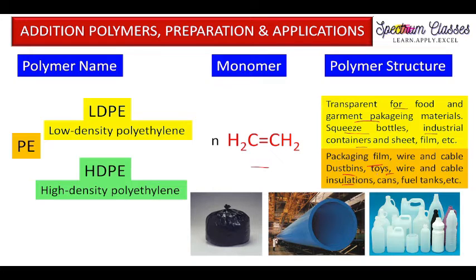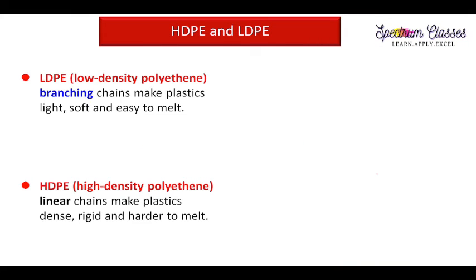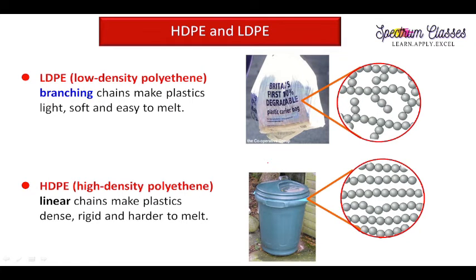Now what is the difference between LDPE and HDPE, we are going to see in this slide. LDPE is low density. Low density means if we have the same mass, so mass equals V into D. So if density is low, then volume will be high. And if density is high, then volume will be low. So here you can understand this in this form.